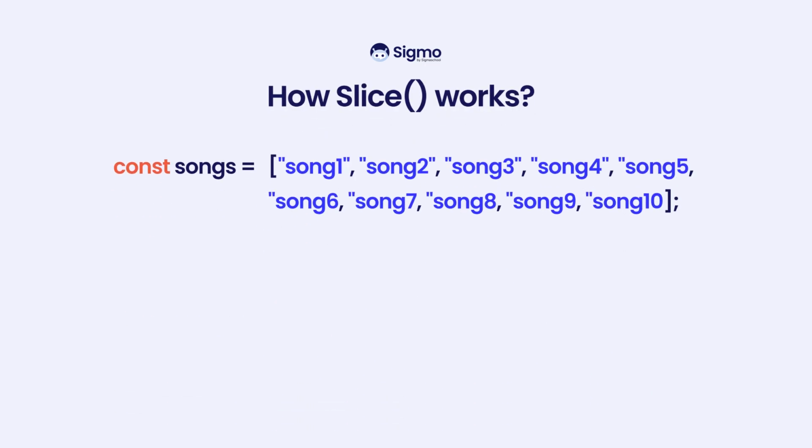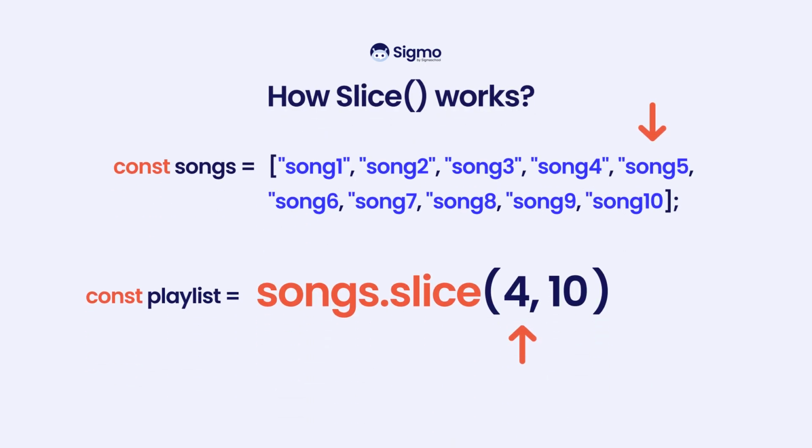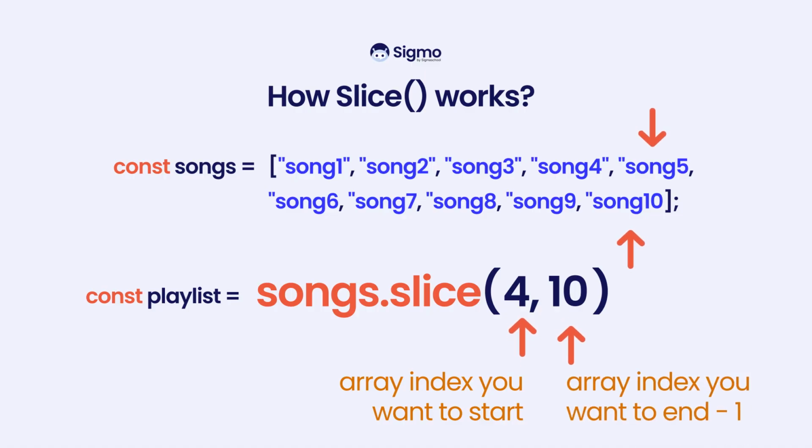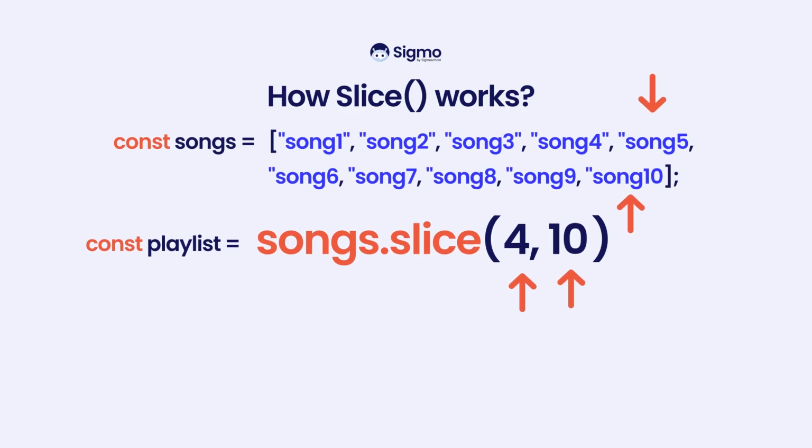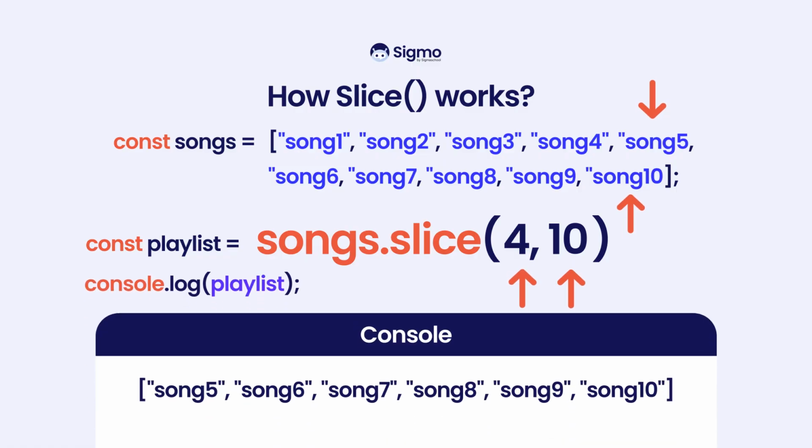Here's how it works. Inside the brackets, you provide two numbers. The first number tells JavaScript where to start. The second number tells it where to stop. But here's the important part. The second number is not included. So if you write songs.slice(4, 10), JavaScript will take the songs from index 4 up to index 9. It stops right before 10.